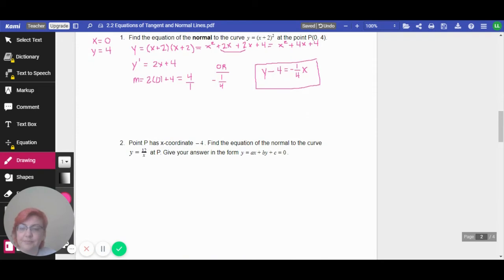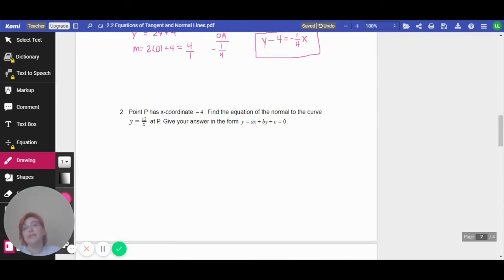Let's do another one. Point P has x coordinate negative 4. Find the equation to the normal of the curve y equals 12 over x at P. Give your answer in the form ax plus by plus c equals 0. All right, that y equals should not be there. Let's go ahead and get rid of that. Ax plus by plus c equals 0, which of course is our general form.